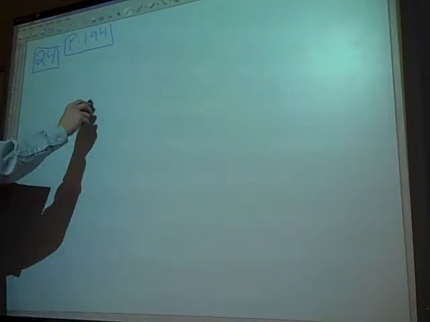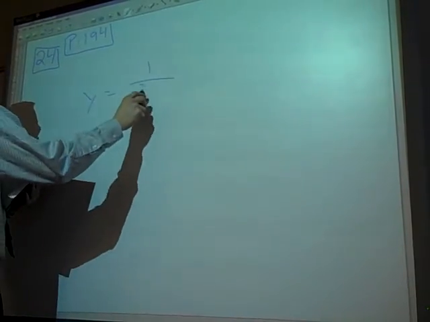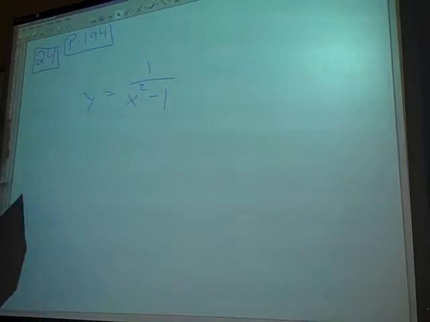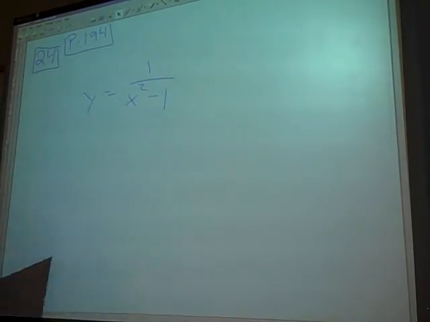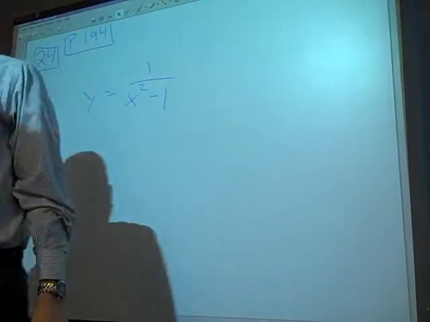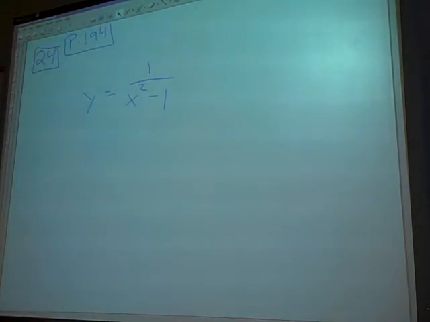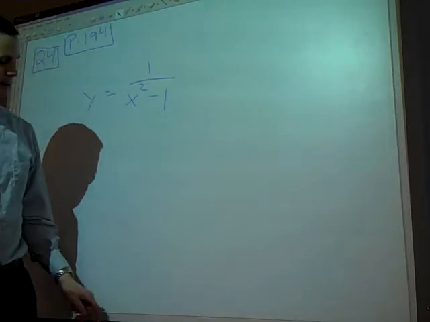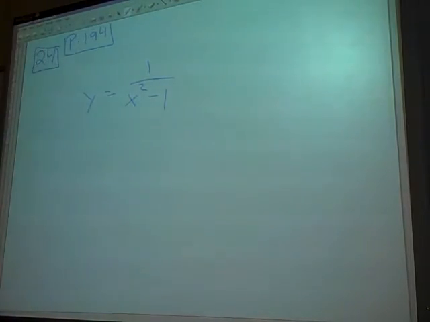Okay, great question. So number 24, page 194, it has y equals 1 over x squared minus 1. What a great function. Are we supposed to know what that's supposed to look like? Not in Calc 1. This is going to come out in Calc 2. It's quite beautiful. Next year you'll like it.